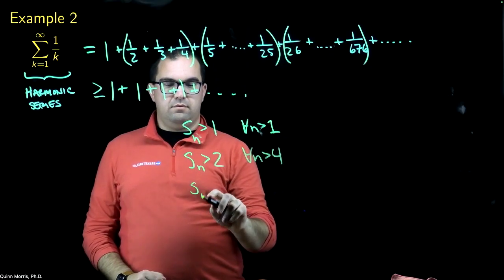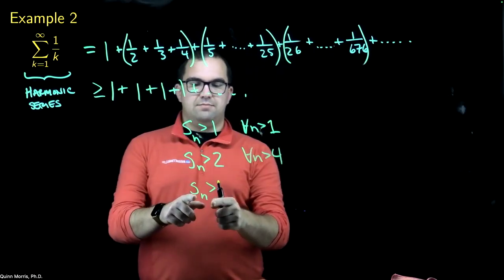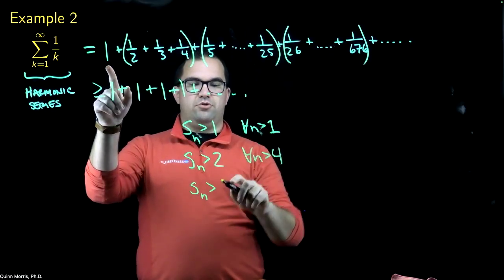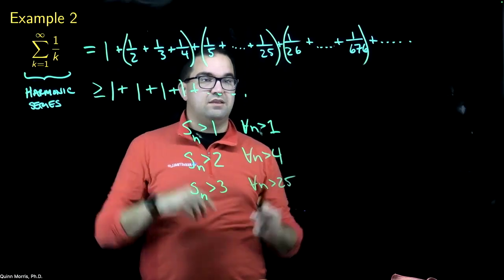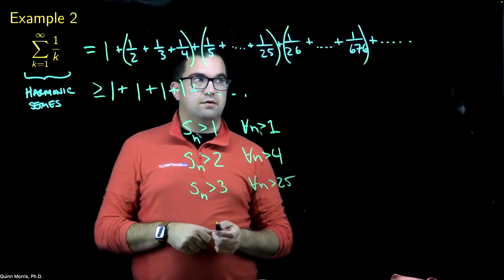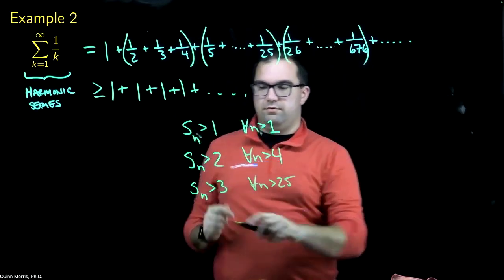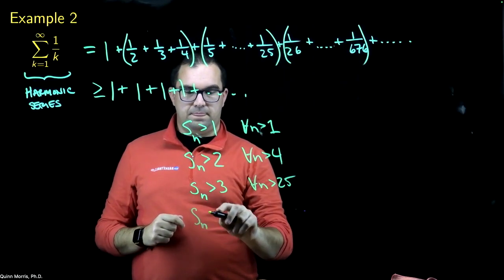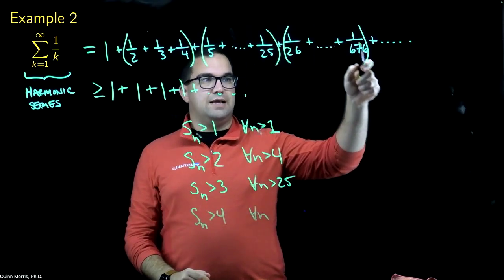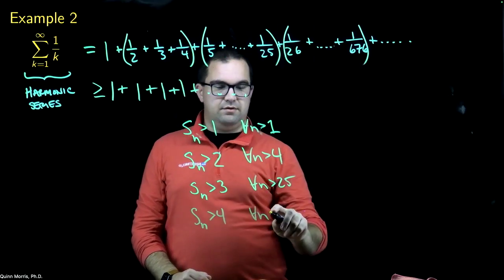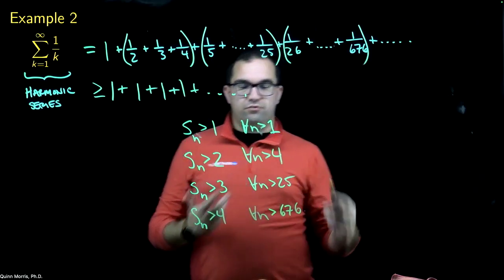All of my sequence of partial sums, right? The values in my sequence of partial sums must be greater than or equal to 3 by the time I get out past the 25th term. Okay. My sequence of partial sums must be greater than 4 once I get out beyond the 676th term.